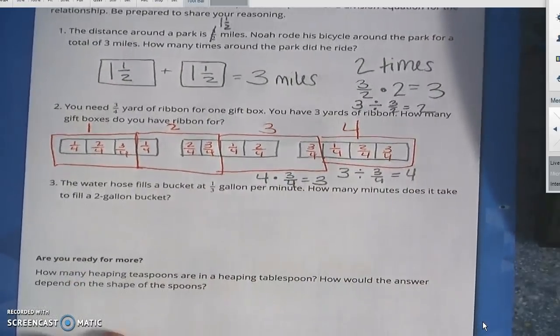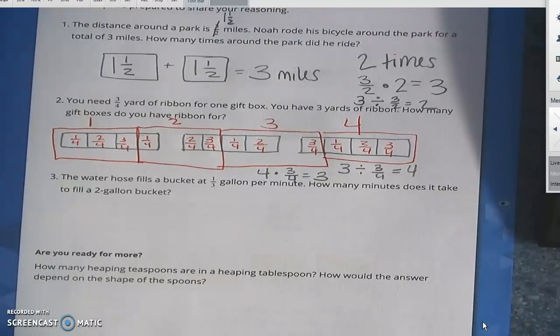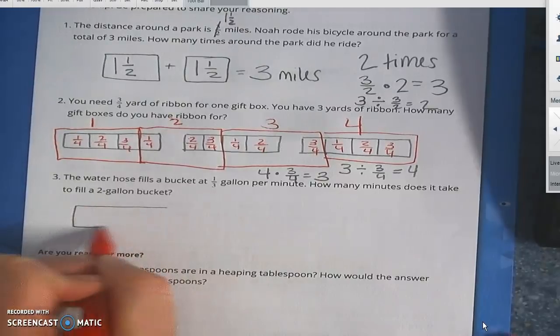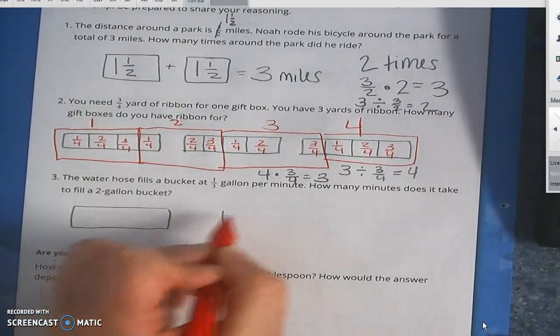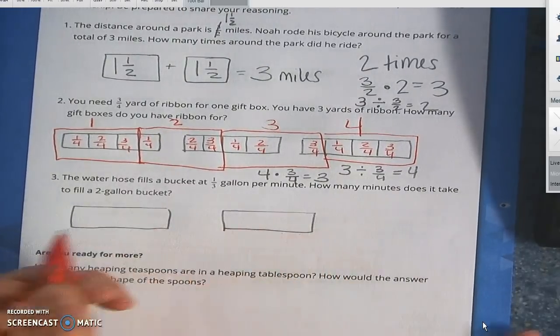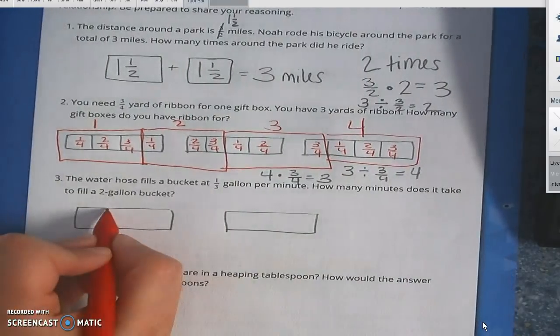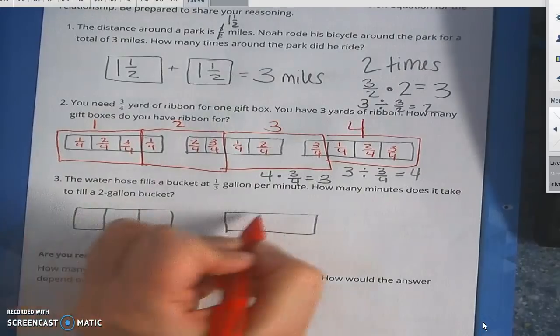All right, last one. The water hose fills a bucket at 1/3 gallon per minute. How many minutes does it take to fill a 2-gallon bucket? Okay, I could draw this like a bucket, but I'm going to draw it like a rectangle instead. Here's 1 gallon. Here's 2 gallons. It fills 1/3 of a gallon per minute. So I'm going to split this up into thirds.